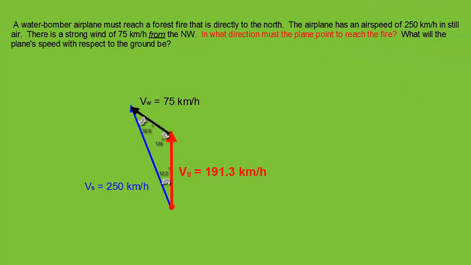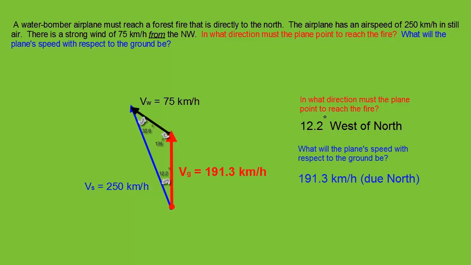So zooming back out, let's arrange our final answer so we can place it into words. In what direction must the plane point to reach the fire? Well, we found that to be 12.2 degrees west of the north line. And what was the plane's speed with respect to the ground? 191.3 kilometers an hour due north.